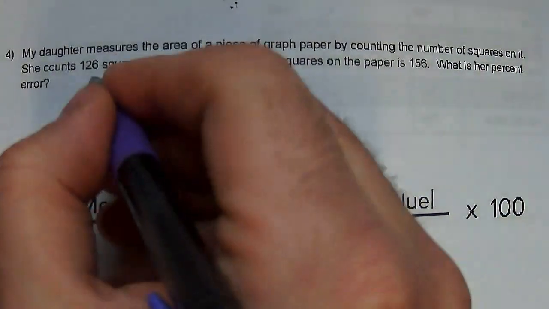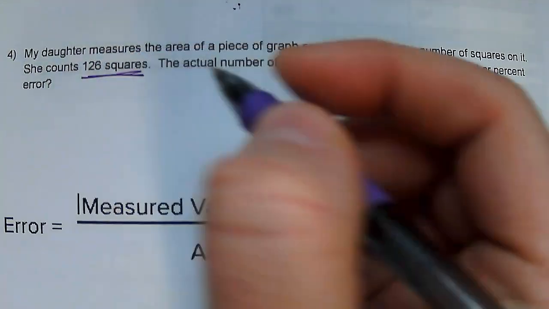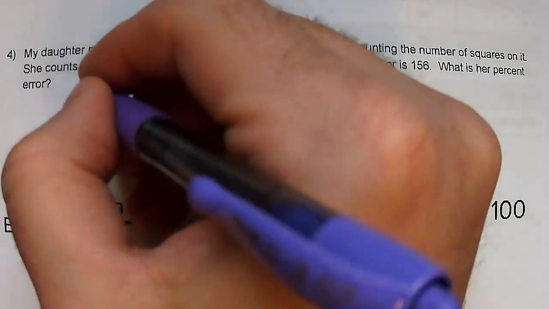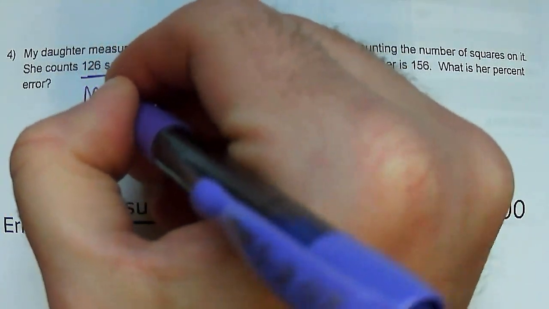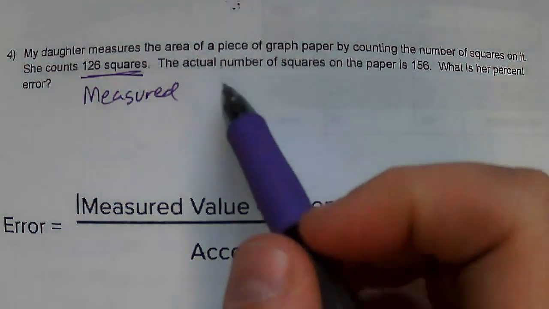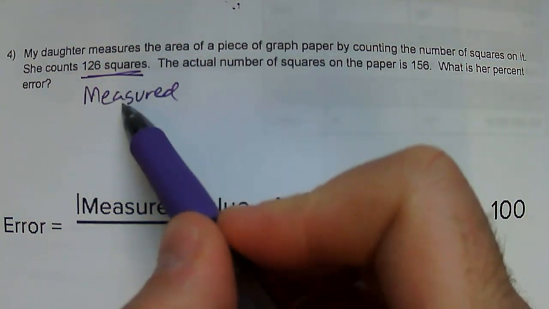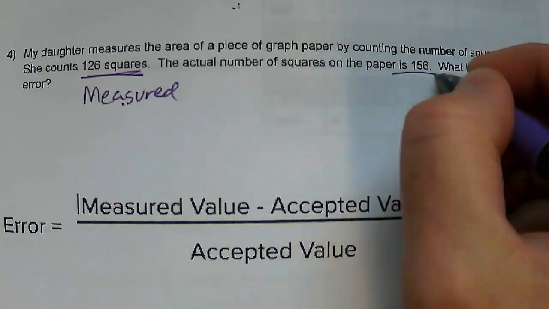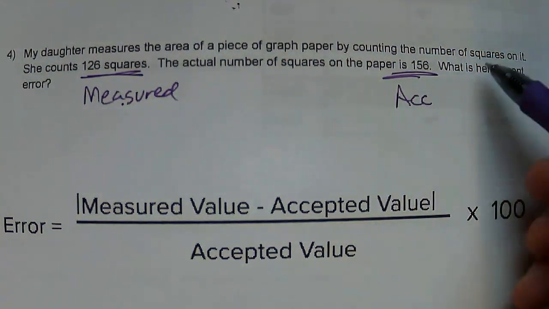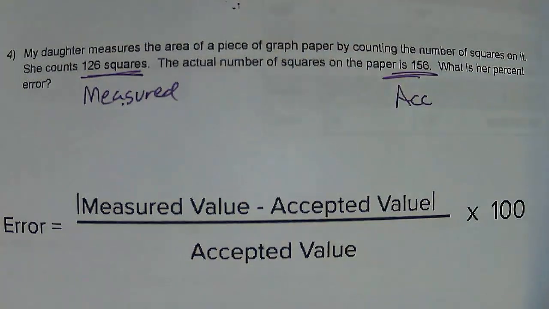The last one here is counting the number of squares. She counted 126 squares, so this is the measured value. Again, your job is to know the difference between the measured value and the accepted value. So this is the accepted value. Now we use this formula and we plug in.